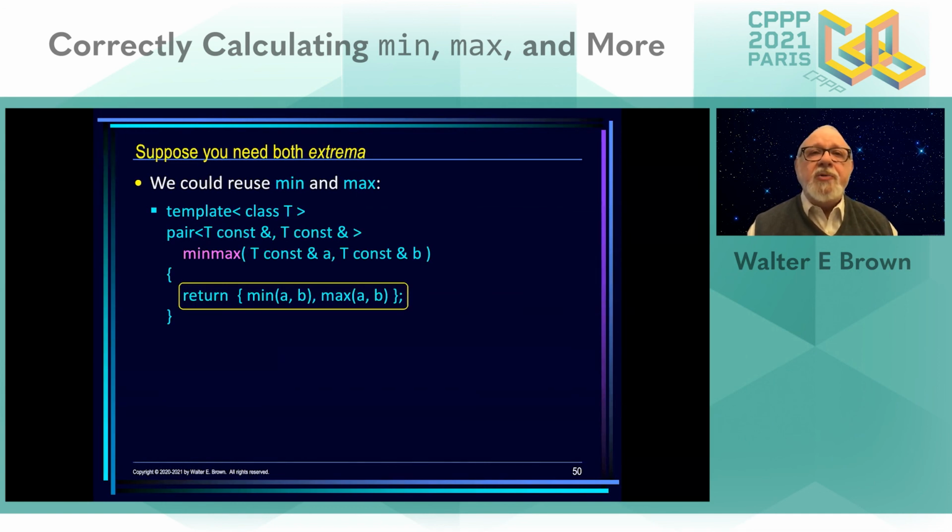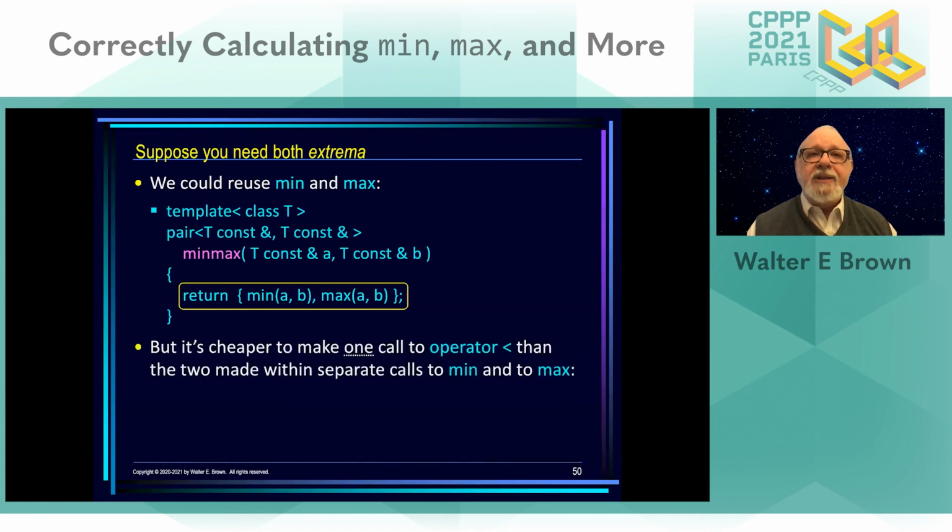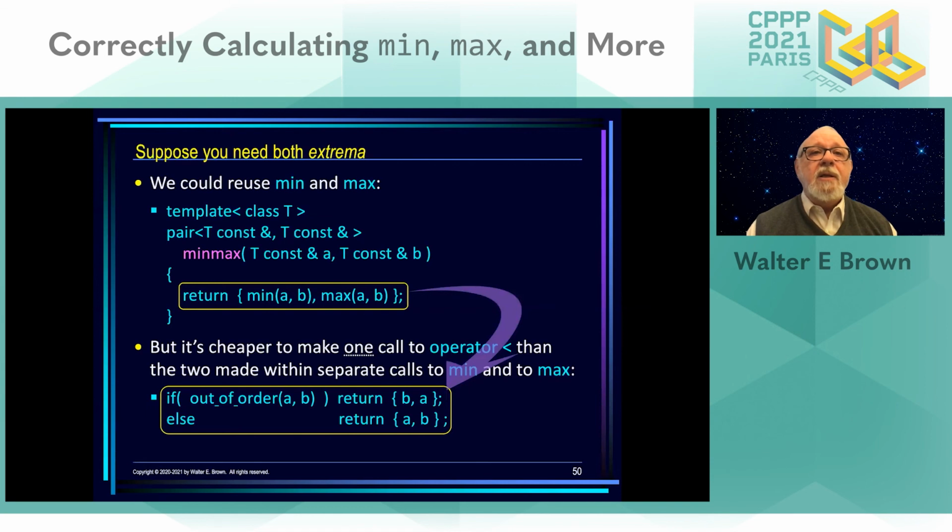But of course, if I do that, I'm going to end up making two calls to the less than operator. I really only need one. It's cheaper to make one call than two. And if I do that, my code just looks like this. If A and B are out of order, return the pair B comma A. Otherwise, we return the pair A comma B.